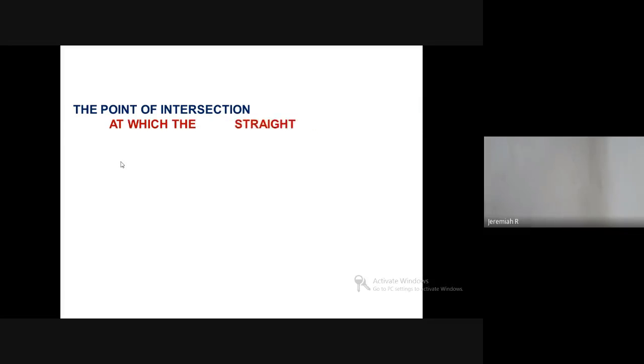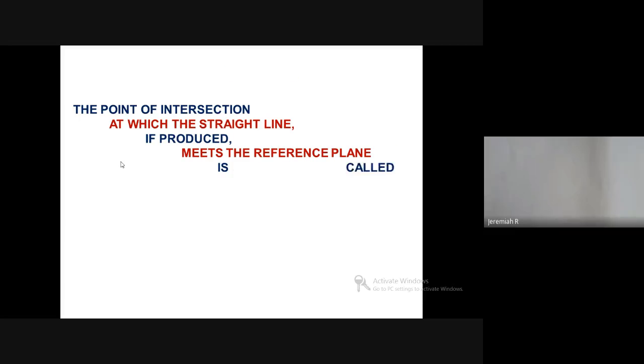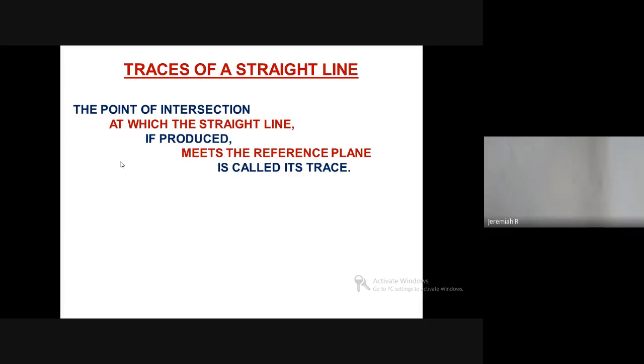Before continuing, we'll see one case with some simple problems today. One thing is traces. So what are traces? The point of intersection at which the straight line meets the reference plane is called a trace.